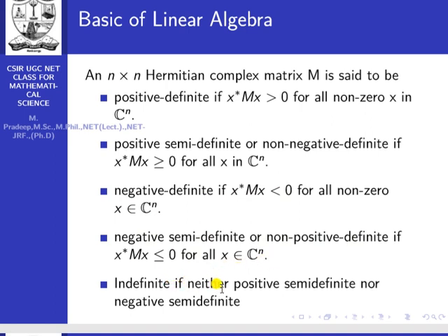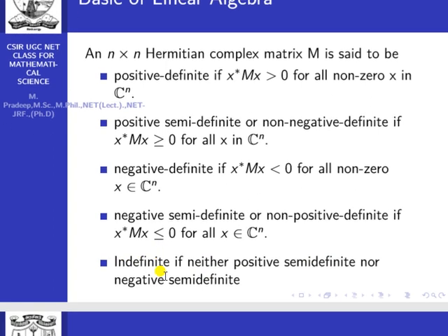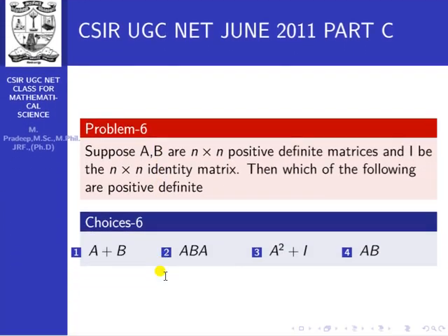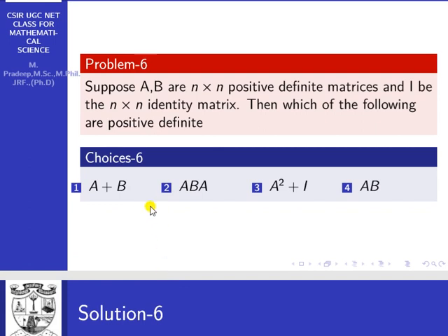Indefinite means it is neither positive semi-definite nor negative semi-definite. ரெண்டுமே இல்லைனா then it's called indefinite. Okay, come to the problem. Here given that A, B are n by n positive definite matrices, I be an n by n identity matrix. Then which of the following are positive definite?